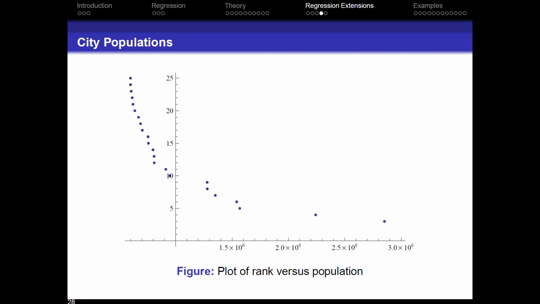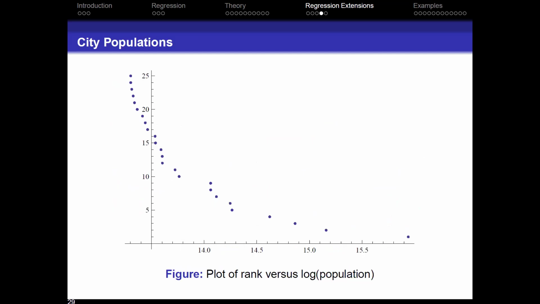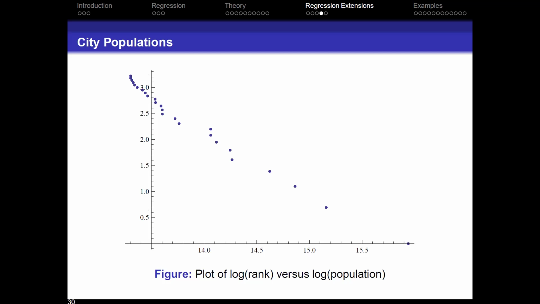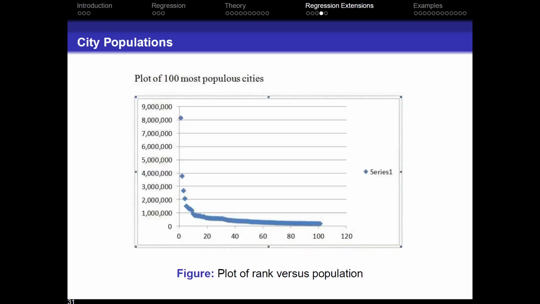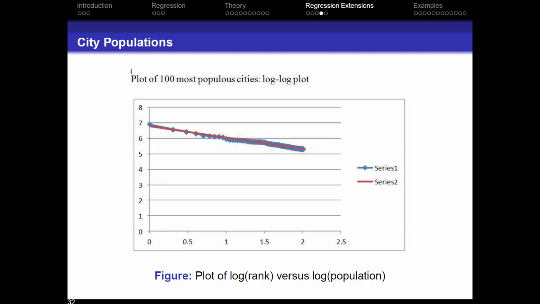Not really. If I plot the rank versus the log of the population, can't really tell. But if I plot the log of the rank versus the log of the population, that's actually not too far off from a straight line. And so if I try to do the best fit straight line, I think this was with 100 cities, so I got more data points. It's actually not that bad.